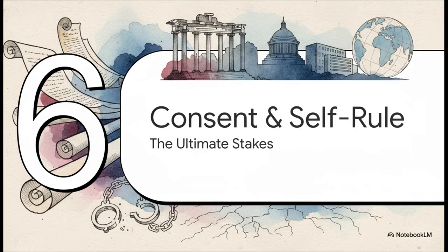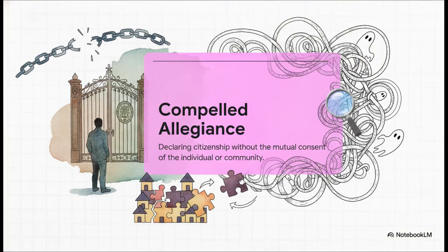Section 6. Consent and self-rule. This brings our explainer to its philosophical climax because, according to the source, the ultimate stakes here go way beyond modern border policy. The most philosophically troubling aspect for the author is this concept of compelled political allegiance. This is the idea that a government can declare someone a citizen without their consent, or conversely force a community to accept someone as a citizen even if the community actively doesn't want to extend that status. The author argues that modern birthright interpretations force individuals and communities right back into the exact kind of non-consensual, permanent subject relationship that the American Republic was explicitly designed to destroy in the first place.